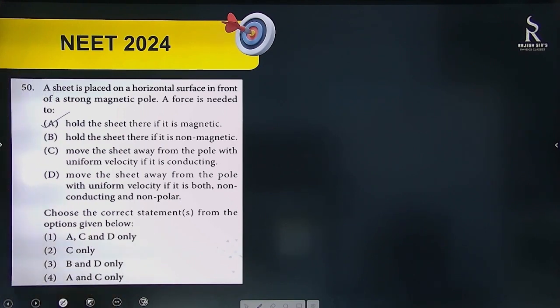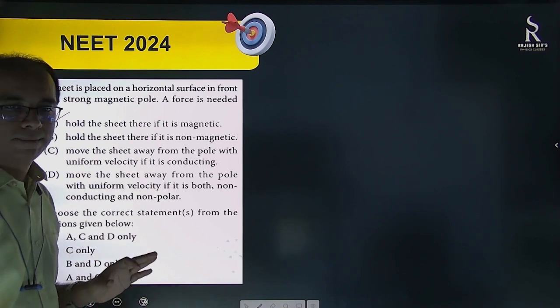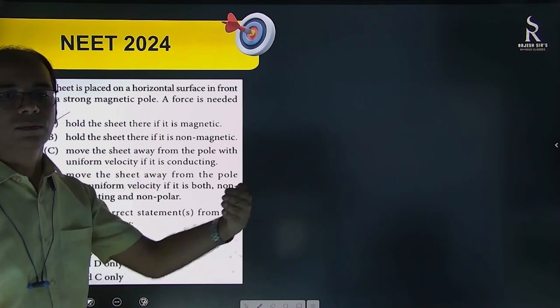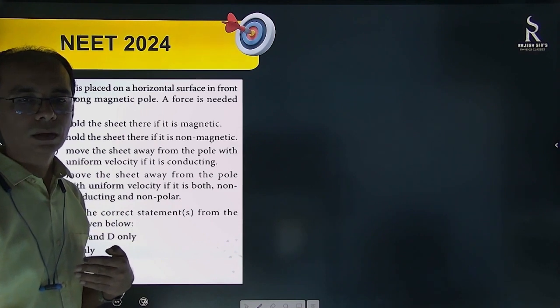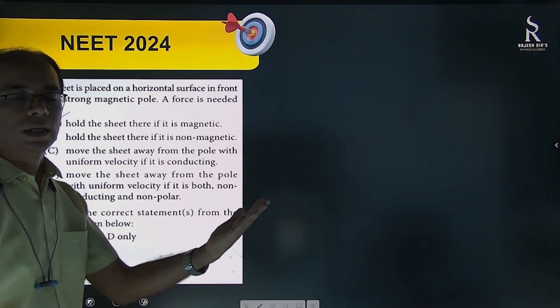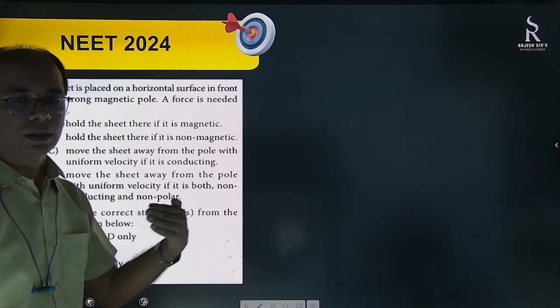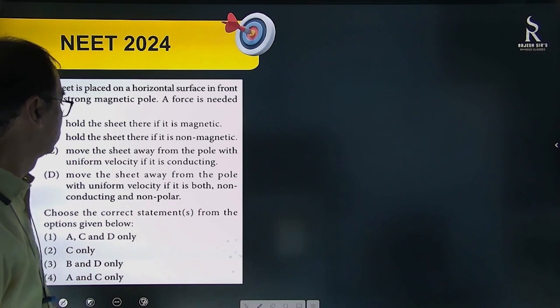Hold the sheet there if it is non-magnetic. No. Move the sheet away from the pole with a uniform velocity if it is conducting. Yes. If you want to make it move away, then you require a force. Definitely you require a force because magnetic force is attracting towards it. You want to take it away, you have to apply the force. There is no doubt. This is also correct.